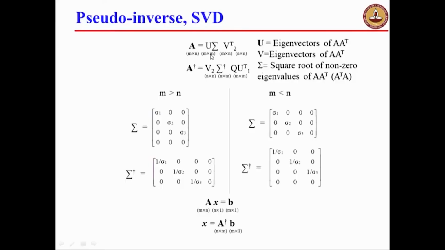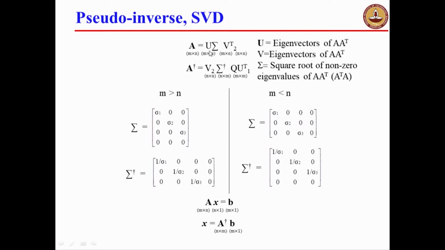We factorized a square matrix as LU. We also factorized it as QR, when the columns of A are not perpendicular. We try to find perpendicular columns which have equal length, which we put in the QR factorization. Now, when A is of arbitrary size, a rectangular matrix M cross N, there is a factorization called the singular value decomposition, SVD.